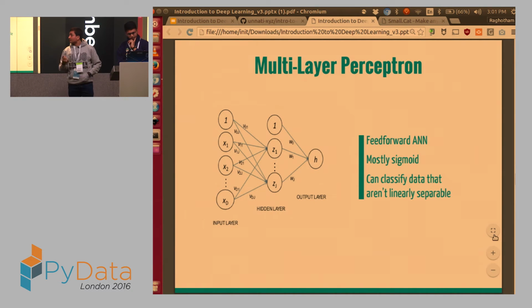So yeah, let's go to multi-layer perceptron. In a multi-layer perceptron, this is a feed-forward neural network. You have multiple inputs. You can have multiple hidden layers here, and then you have an output. And generally, a sigmoid activation function is used in multi-layer perceptron.